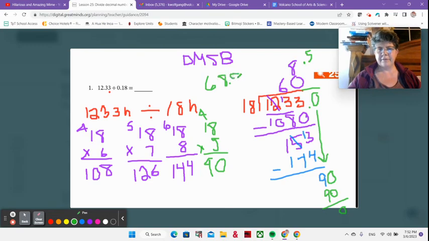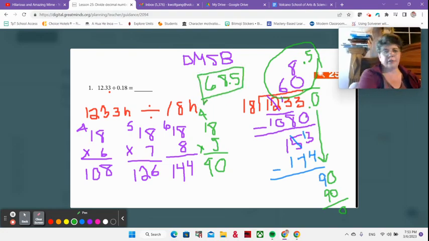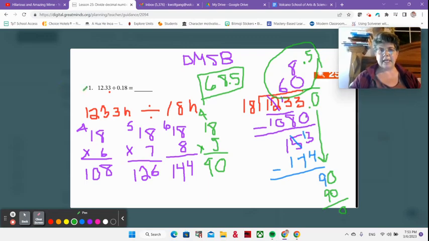Okay, now remember, we started with 12 and 33 hundredths, and we divided it by 18 hundredths. But because we're looking at hundredths divided by hundredths, this is how many groups. Okay, 18 groups, how many are in each group? There is 68 and 5 tenths in each group. Make sure you have all of that written down for lesson 2. And I'll see you in the next lesson.